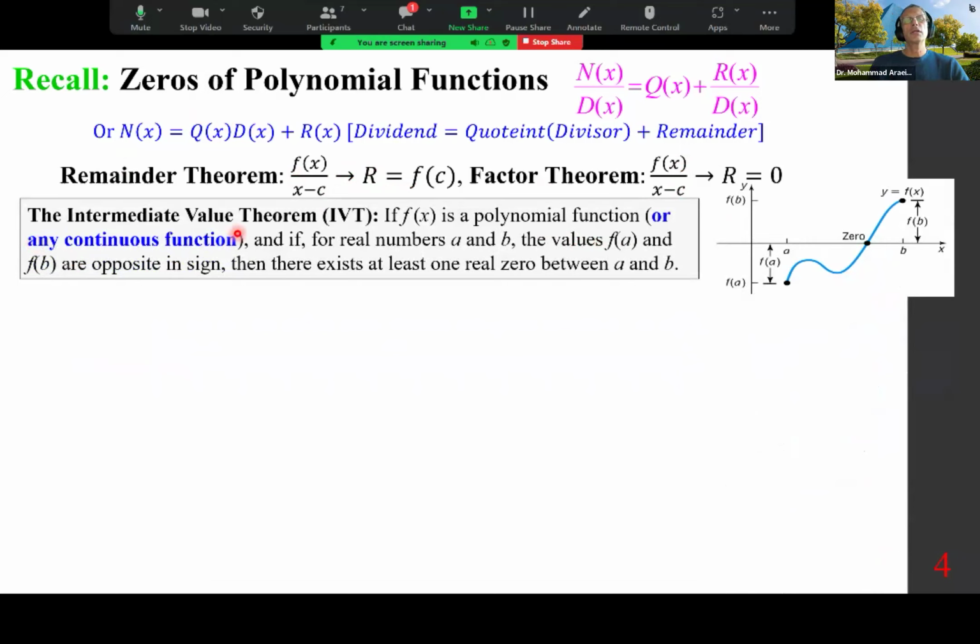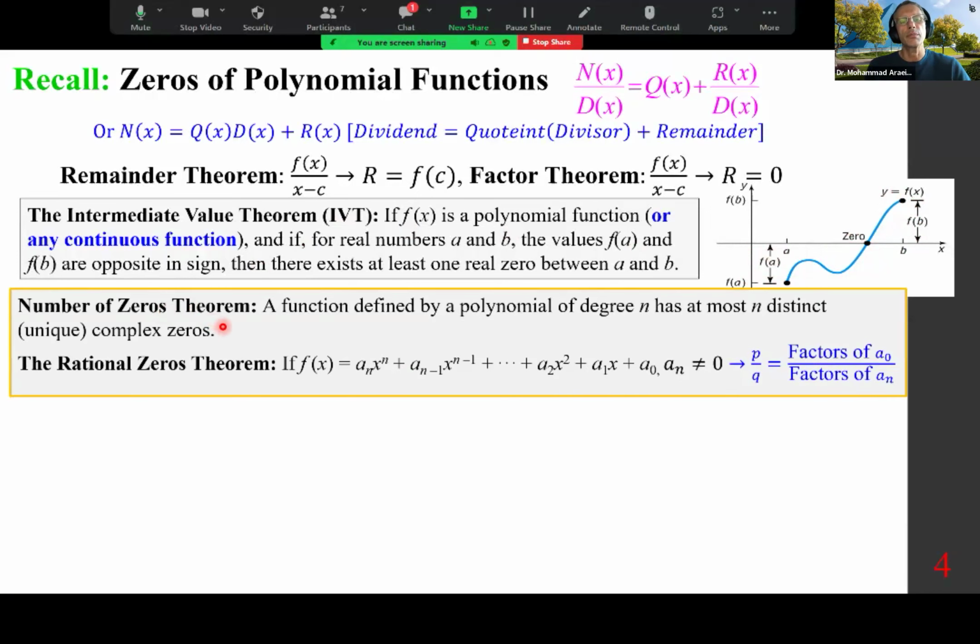The intermediate value theorem, or IVT for short: if f of x is a polynomial function or any continuous function, and if for real numbers a and b, the values f of a and f of b are opposite in sign, then there exists at least one real zero between a and b. In short, you have a continuous function. f of a is negative, f of b is positive, so 0 is in between, and the graph must cross the x-axis, resulting in a root or 0 of a function.